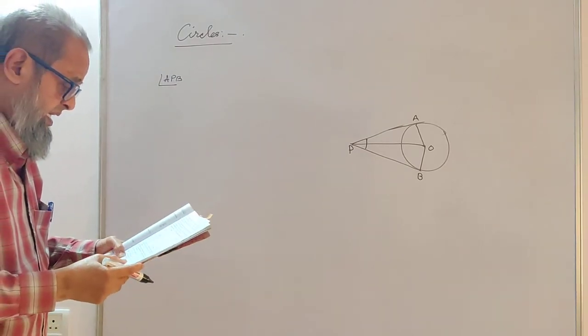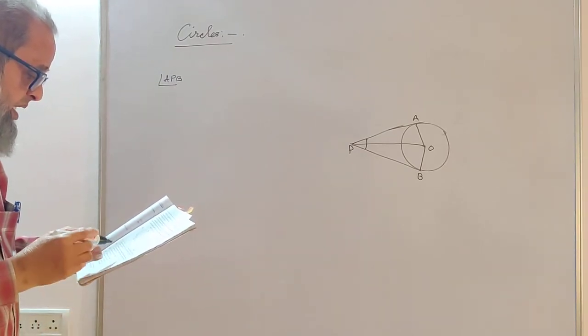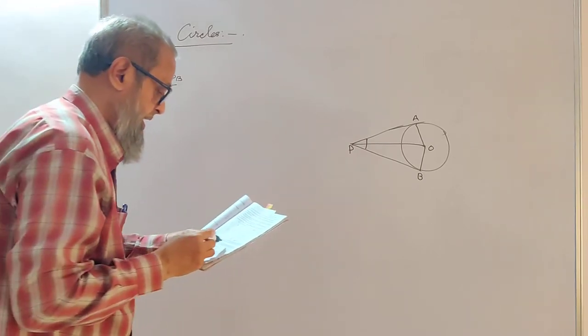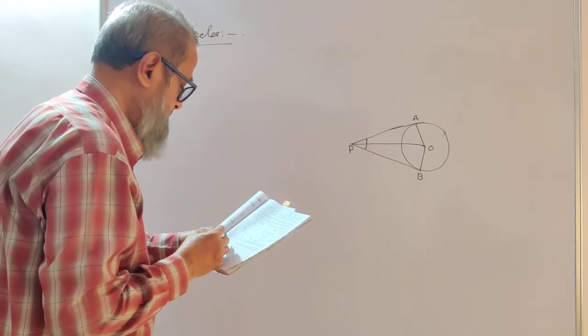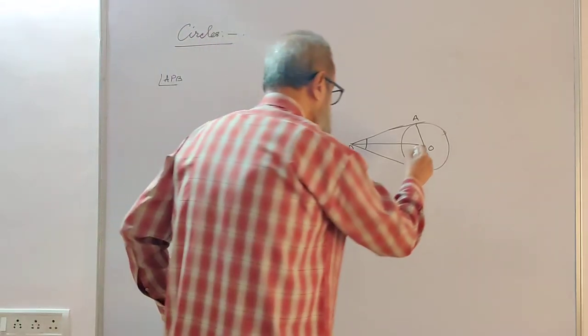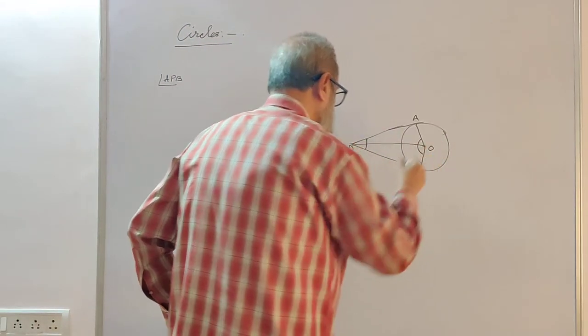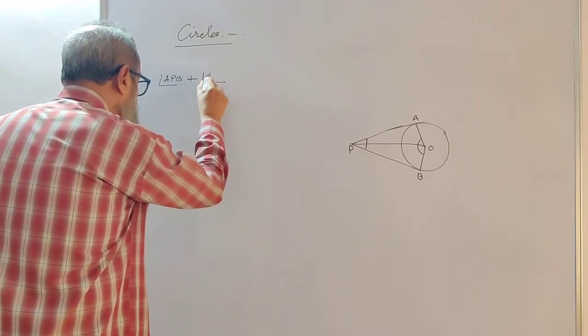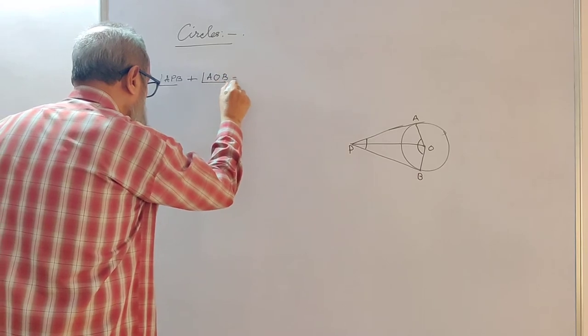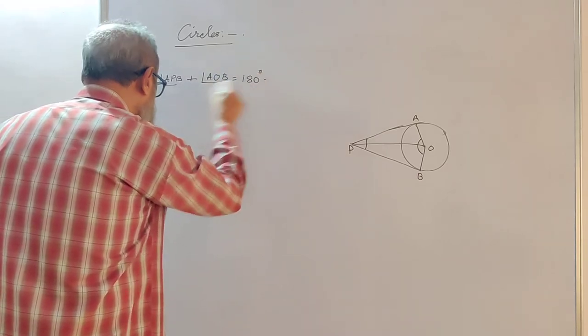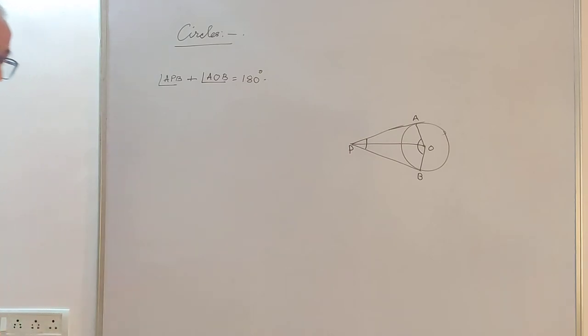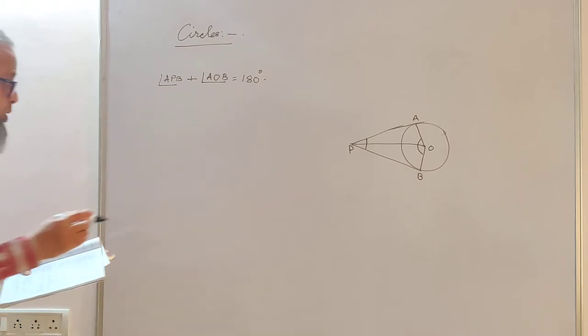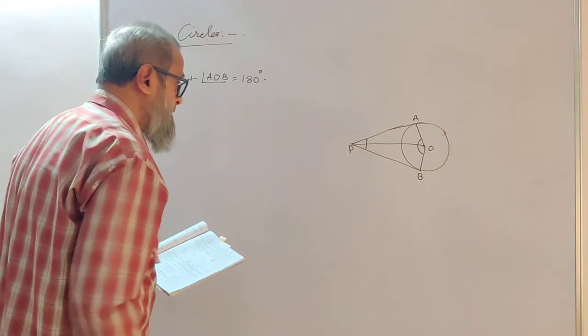is supplementary to the angle subtended by the line segment joining the points of contact, that is angle AOB. The sum of these two is equal to 180 degrees. We have to prove that they are supplementary. Two angles are said to be supplementary if their sum is equal to 180 degrees. So we have to prove this.